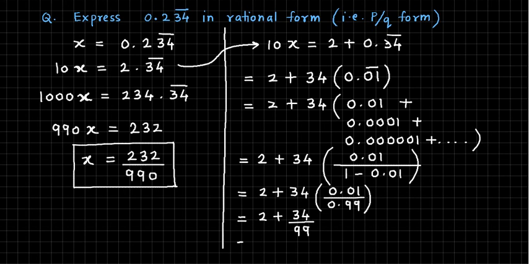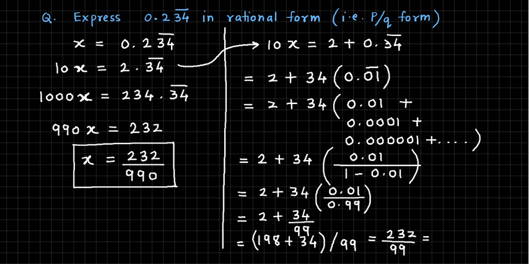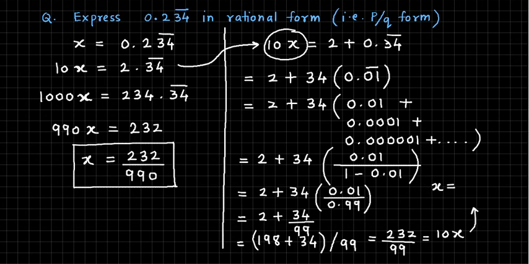So that further gives us, by cross multiplication, 198 plus 34 whole divided by 99, which is 232 upon 99. But this is equal to the left hand side, which is 10x. So finally, bringing 10 from right to left, we get x equal to 232 upon 990. So this is the same answer as we got from the first process.